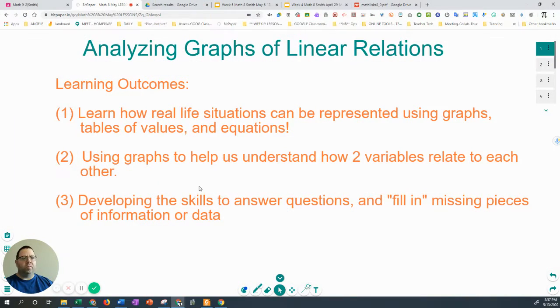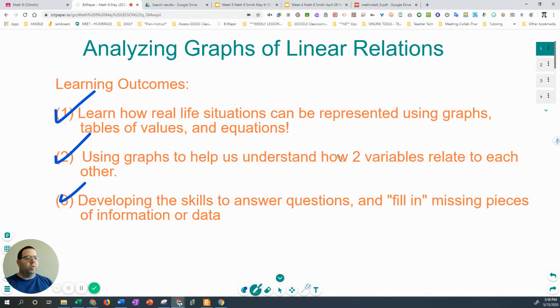Okay, so I just wanted to, for the sake of being, I always like checking off lists. So we talked about learning how real life situations could be represented using graphs, tables of values, and equations. I briefly introduced using graphs to help us understand how two variables relate to each other. And we're going to develop the skills. We're going to learn how to be an analyst. We're going to look at the graphs. We're going to look at tables of values. We're going to be able to answer questions based on that.